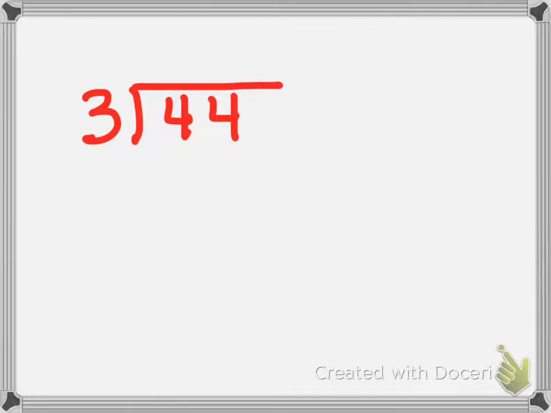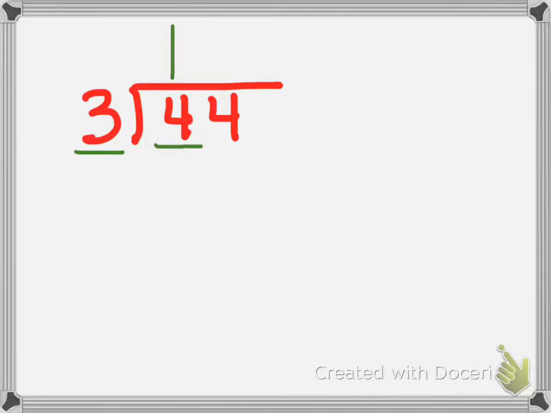Hopefully you're getting more confident with these. All right, let's start again. 44 divided by 3. Father says 4 tens divided into 3 groups. I'm going to count by 3s. 3. I can get 1 group of 3 in 4.